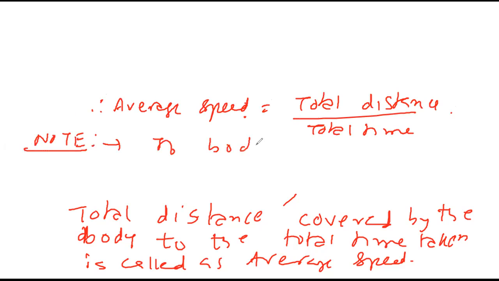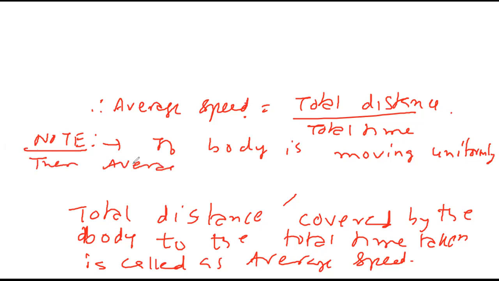If body is moving uniformly, then average speed and instantaneous speed are same.